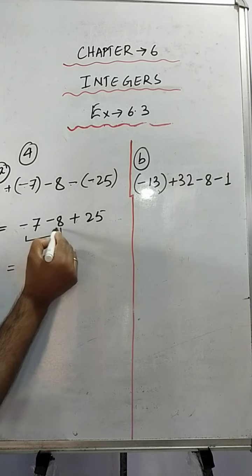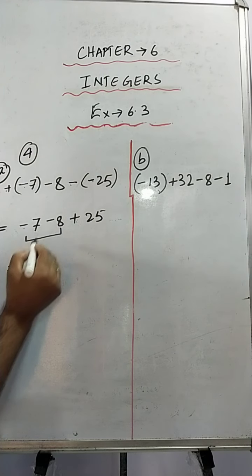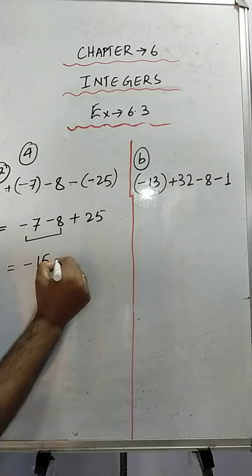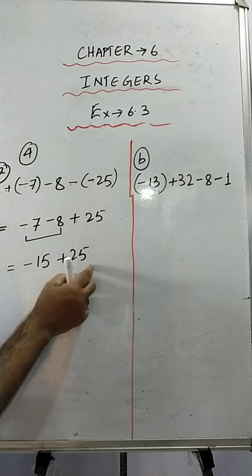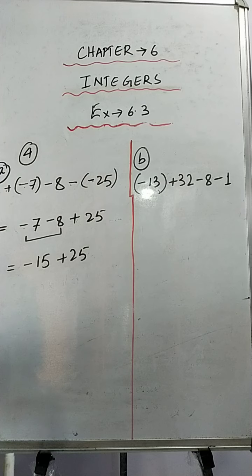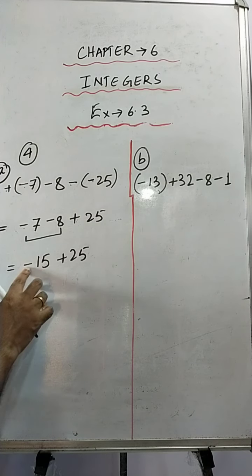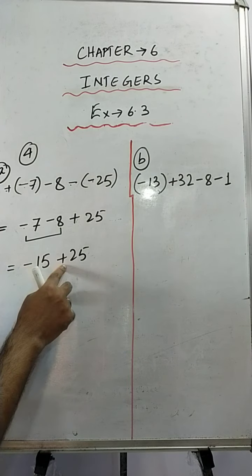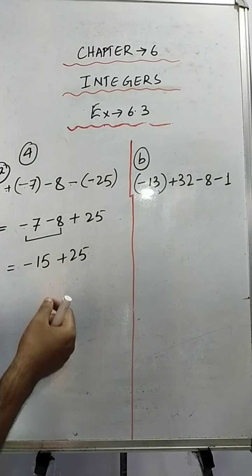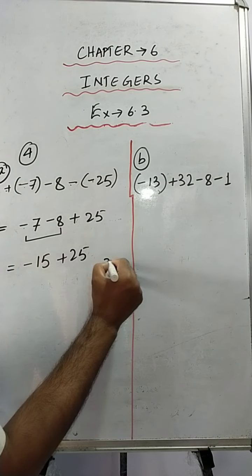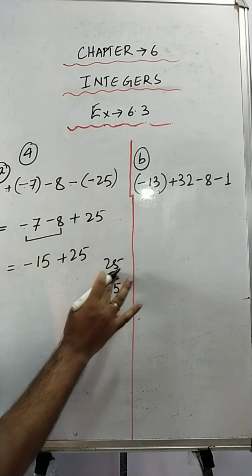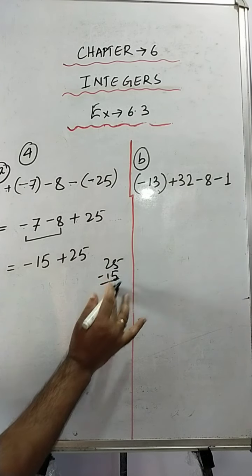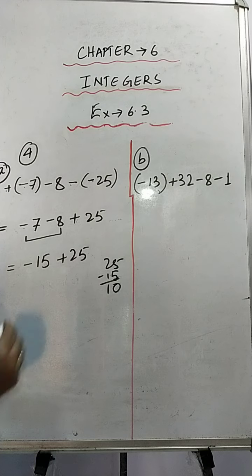Now which number is greater? 8, and it is carrying what sign? Minus. So we'll put minus sign here. Then plus 25. Now finally we have to solve these 2 numbers, but before that we have to know what exactly we have to do. For that we have to multiply these 2 signs. Minus plus minus, that means minus. So 25 minus 10 will be what? 15 is there. So the difference would be 10, isn't it?